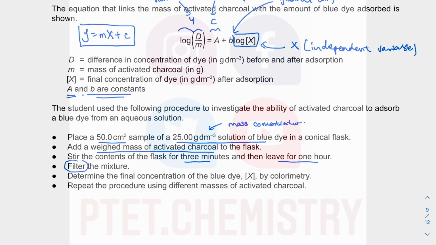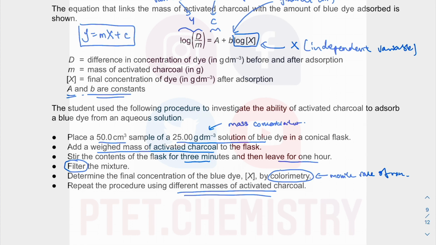Then you filter. Filtration is a separating technique that you did in GCSE and O-level. And then we determine the final concentration by this thing called colorimetry. You have heard of colorimetry to monitor rate of reaction, especially in reactions that have color changes. We use colorimetry in transition metal chemistry as well to determine the stoichiometry of complexes with ligands. And then we repeat the procedure with different masses of activated charcoal.